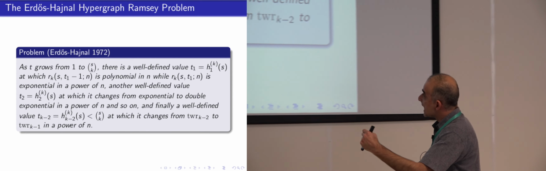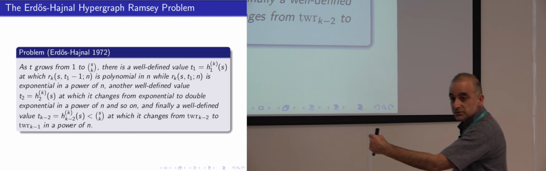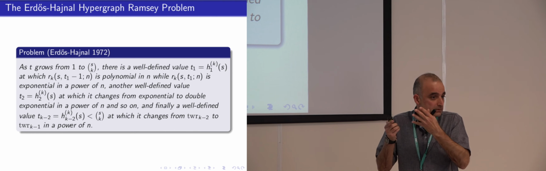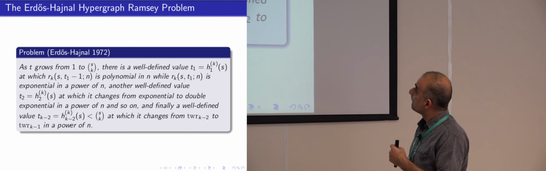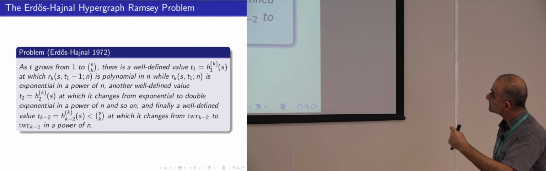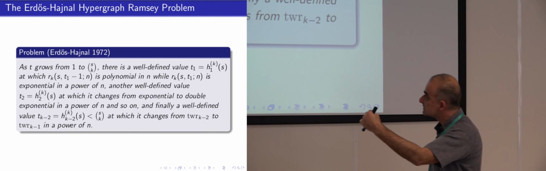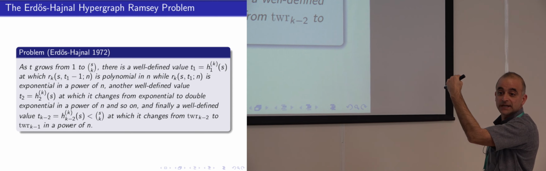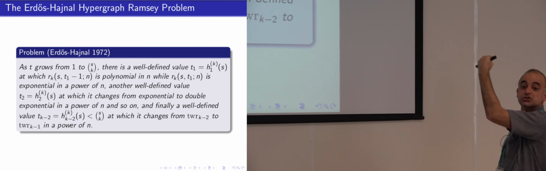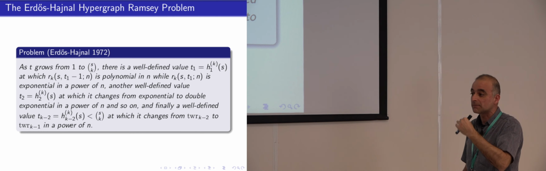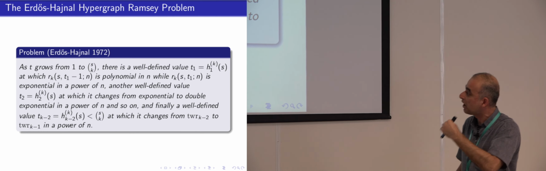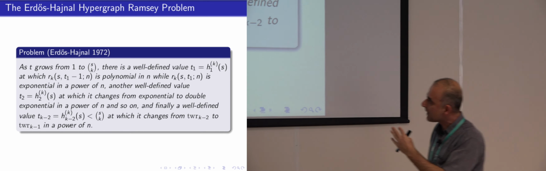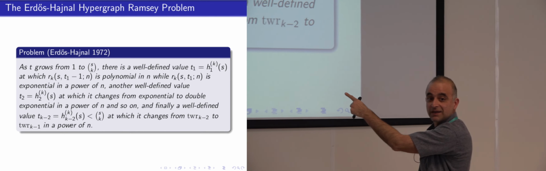And the problem was, as you increase t from 1 to S choose k, we know by definition these Ramsey numbers get bigger and bigger and bigger, because you want more red edges. But how do they get bigger? The conjecture is that they don't smoothly get bigger. They stay as a polynomial until they jump to an exponential, and then they stay as an exponential and then jump to a double exponential, and then they stay and jump again to a triple exponential, and so on until they jump to the final tower height. And actually that final jump happens before S choose k.